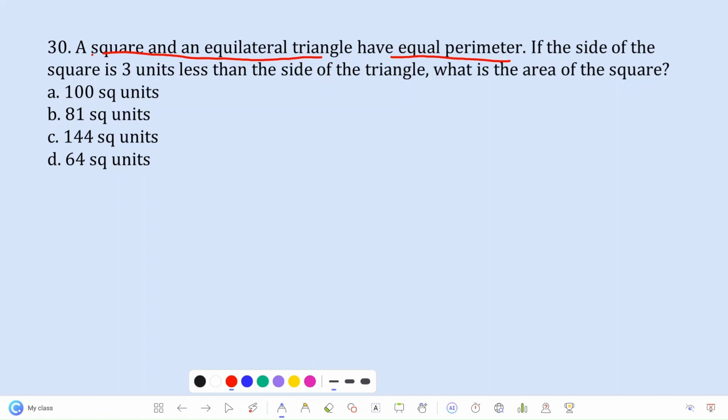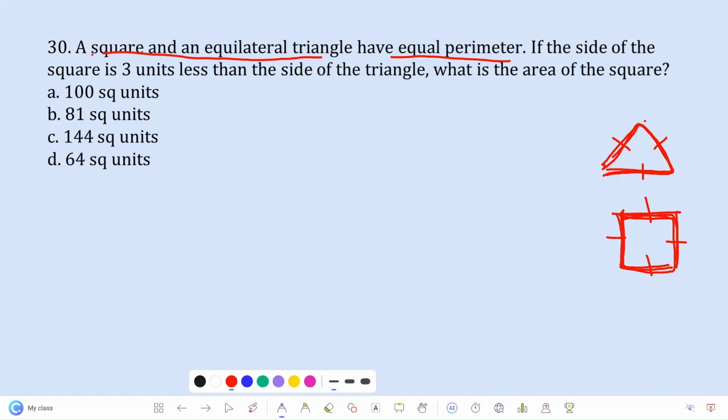So, halimbawa, equilateral daw ang triangle. Itong length na to is equal daw sa perimeter din ng equilateral of a square. So, ang square, alam naman natin na parehas ang measure ng side na yan. Ito, parehas din ang measure na yan. Pero, ang pinakamahalaga dito, itong sukat na to is equal sa sukat na to.